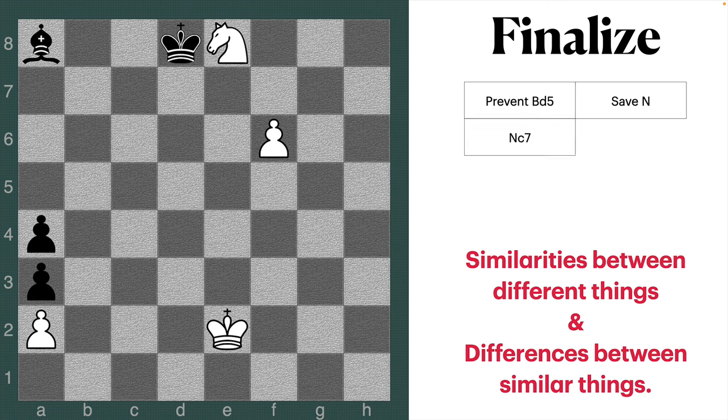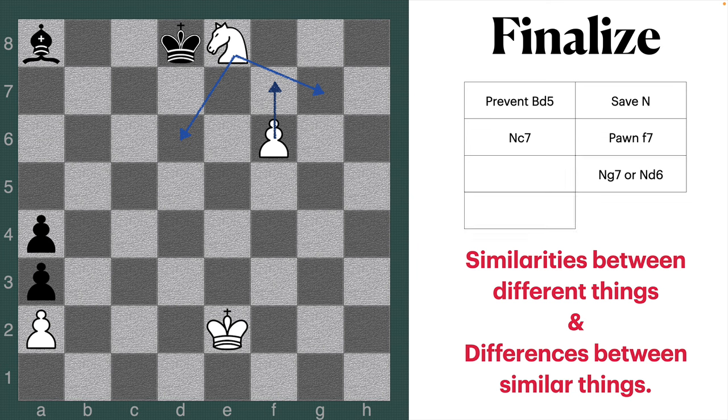To prevent Bd5, knight c7 is the only way, as we observed. To prevent the knight from being captured, I can either move the pawn to f7, or I can move the knight to g7 or d6, or I can move the knight to c7. Now if you see, the only thing that's common between the 2 is knight c7, and therefore the answer is going to look like knight c7.